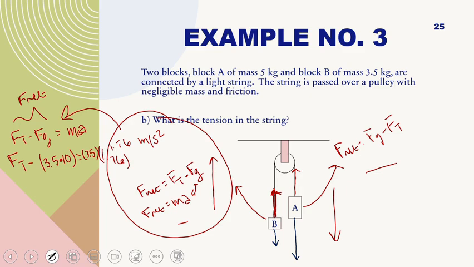So if we do the math, we get that Ft is equal to 3.5 times 1.76 plus 35, which is equal to 41.16 newtons. If we're going to do this in 3 sig figs, that's going to be 41.2 newtons.